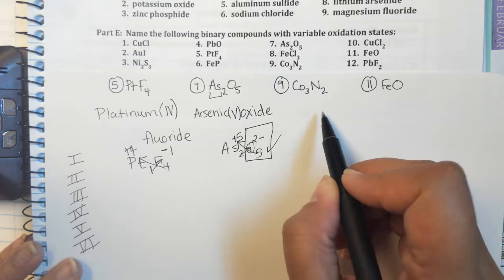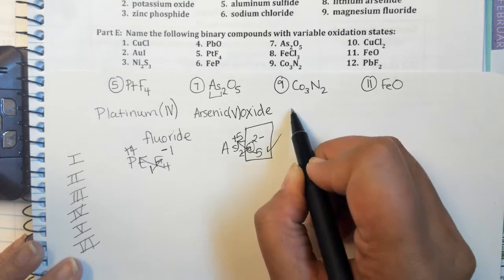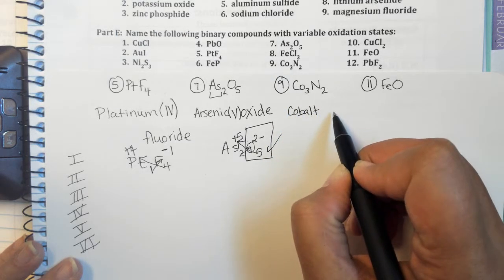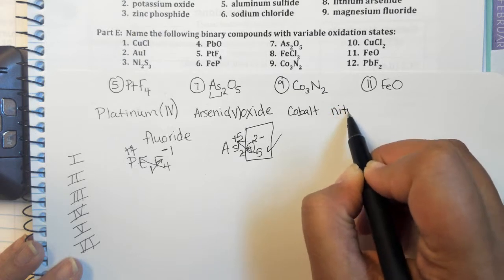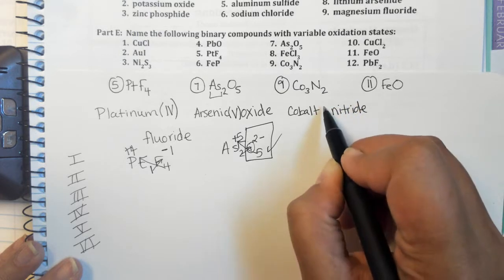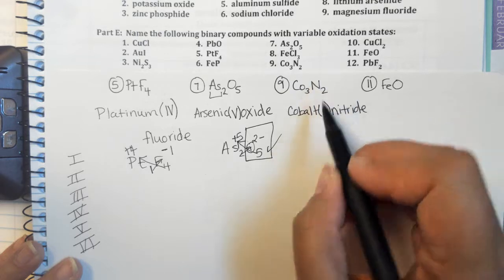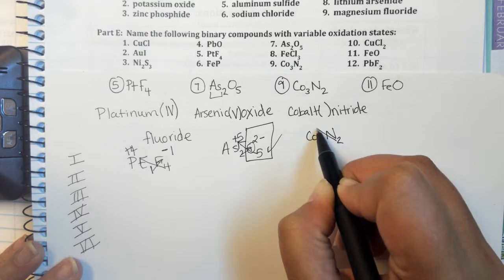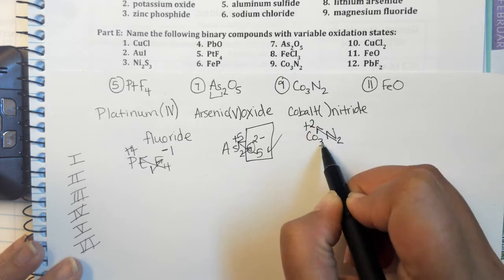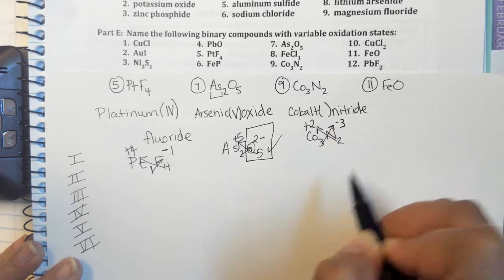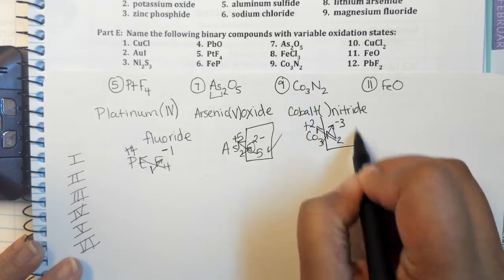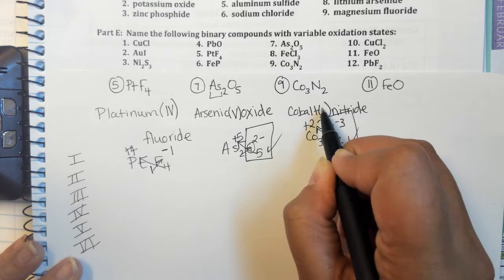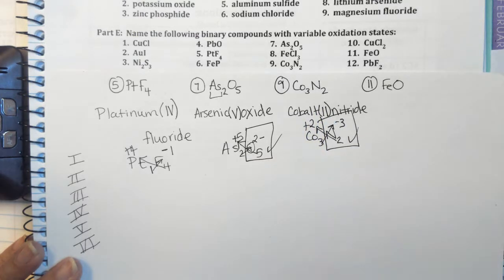Number 9, what is my cation? Cobalt. What's my anion? Nitrogen, which becomes what? Right, does cobalt need Roman numerals? Yes. Okay, so reverse swap and drop. Cobalt is going to now get this 2, +2. Nitrogen's going to get this 3. It's a -3. So does nitrogen normally have a -3? Yes, so that means I'm going to keep this 2 as cobalt's oxidation state.